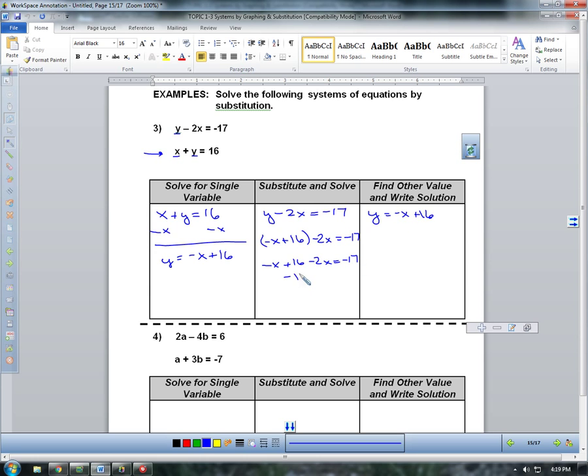I can go ahead and subtract 16, and I can combine that into negative 3x equals negative 33. Then divide both sides by negative 3. I know x equals 11. Okay? So when I come here, I can say negative 11 plus 16, y has to be 5. So 11, 5 is my correct answer.